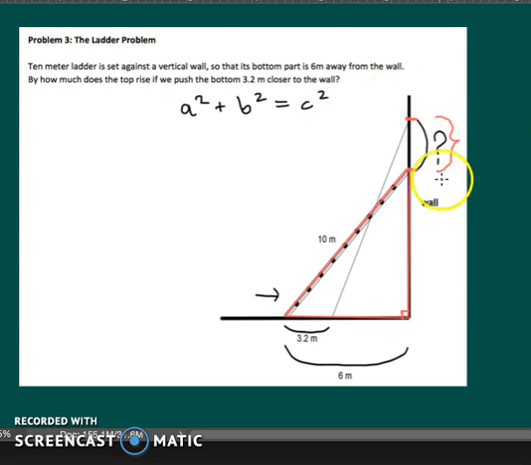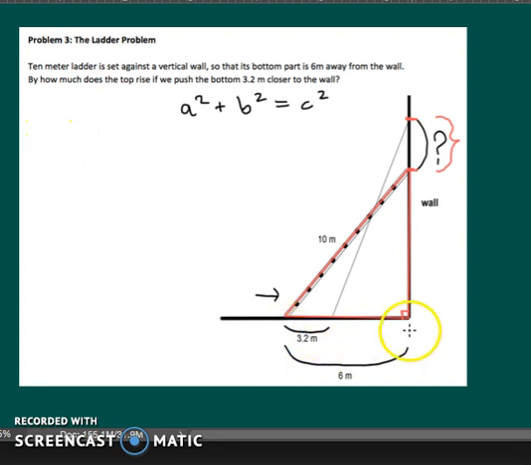Where is the hypotenuse? The hypotenuse lives across from the square angle, so it is our ladder. It's 10 meters. And we also know that it is 6 meters away from the wall, so we know this bottom length here, but we do not know this upper length here. So I'm going to plug in some numbers into our Pythagorean theorem.